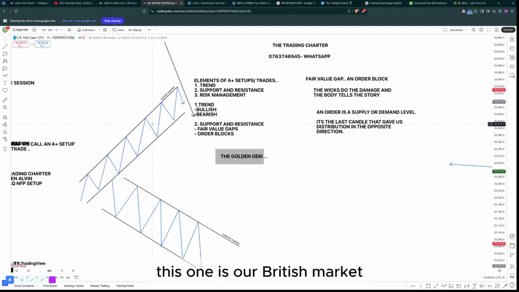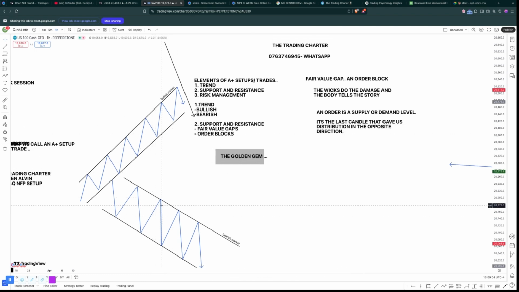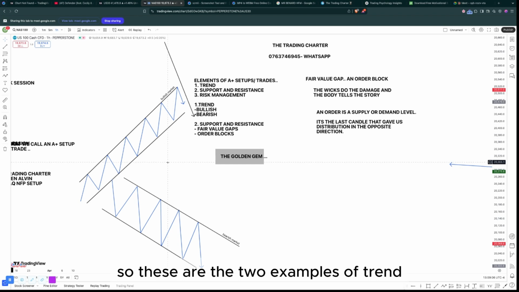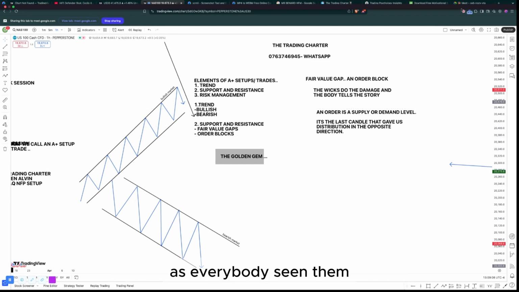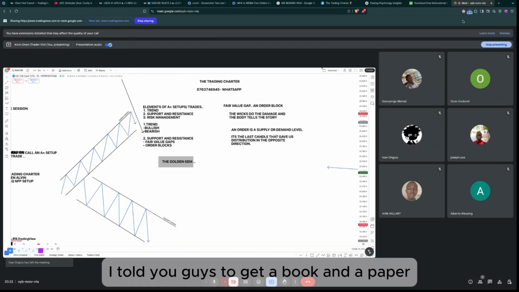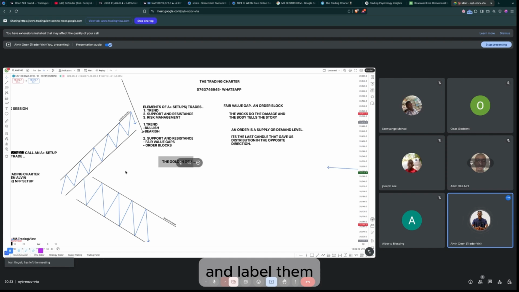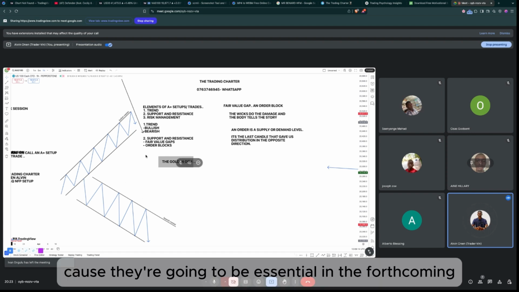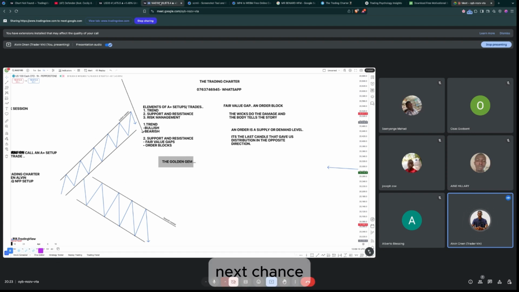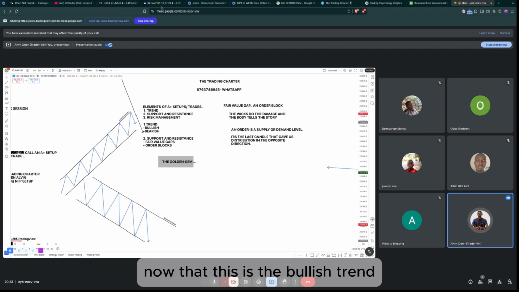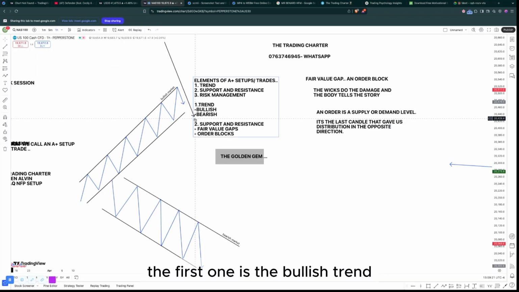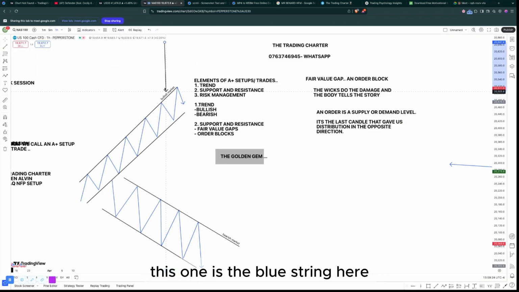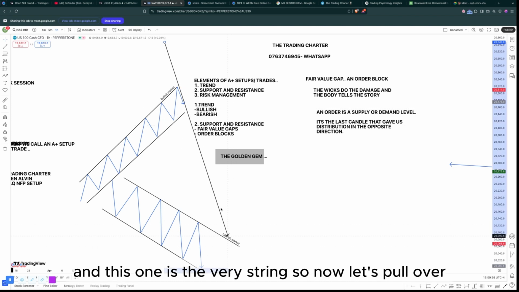This one is our bullish market. This is the bearish market. So these are the two examples of trend. Has everybody seen them? I told you guys to get a book and a paper and label them because they are going to be essential in the forthcoming lectures. So now this is the bullish trend, the first one, and this one is the bearish trend.